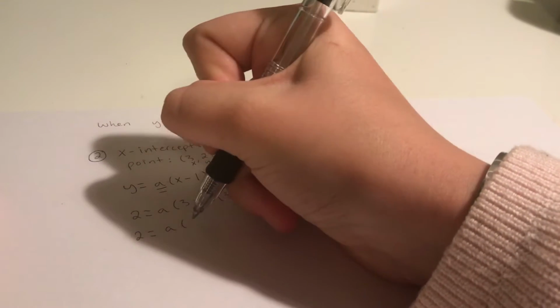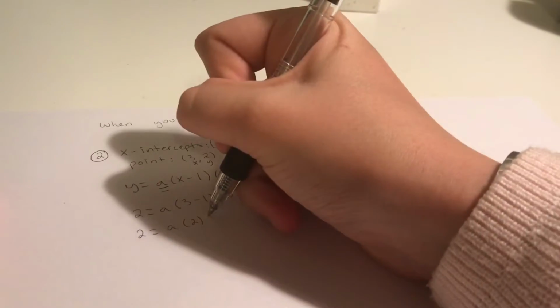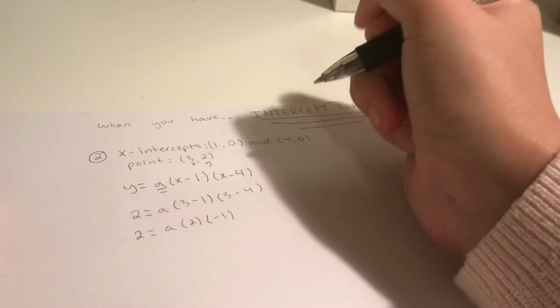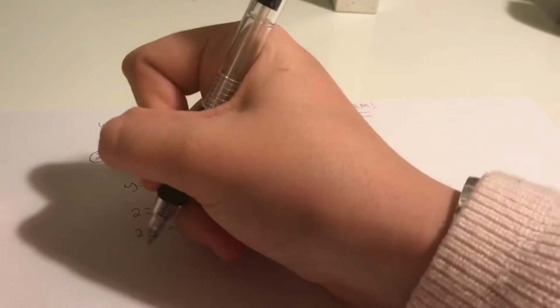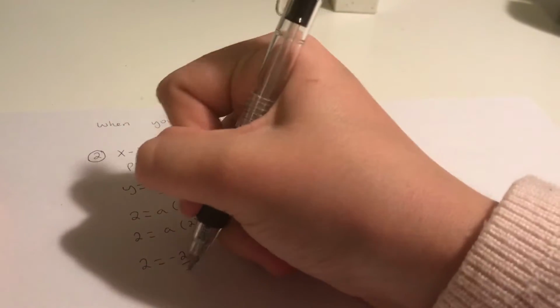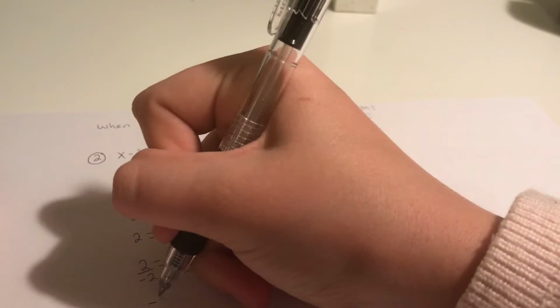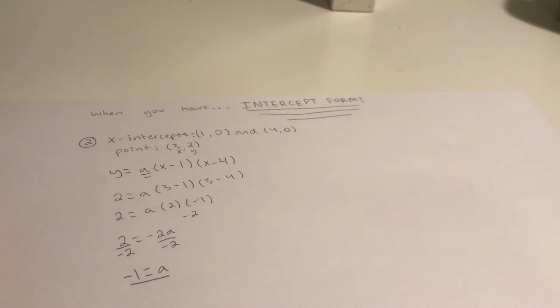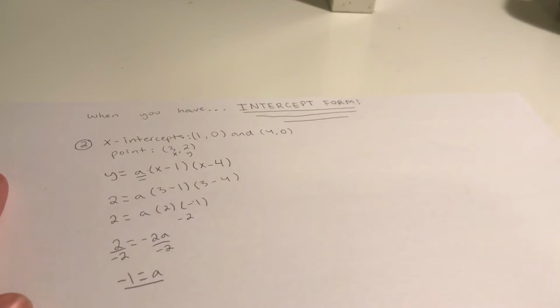3 minus 1 is 2. And 3 minus 4 is -1. So 2 times -1 is -2. So then you have 2 equals -2a. So then you want to divide by -2 to find your a, to isolate it. And you have -1 equals a. So now you found your a value. Good for you. Okay. Then you can plug it all back in.